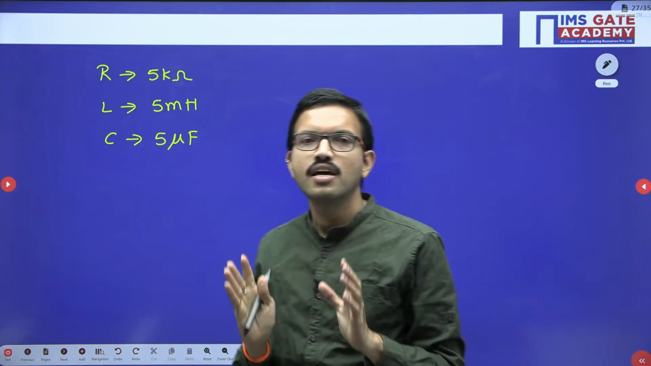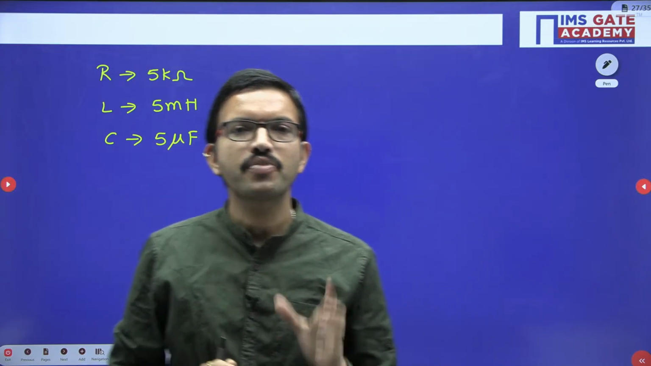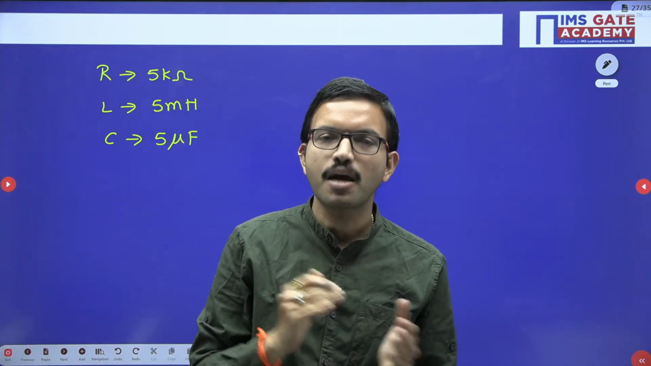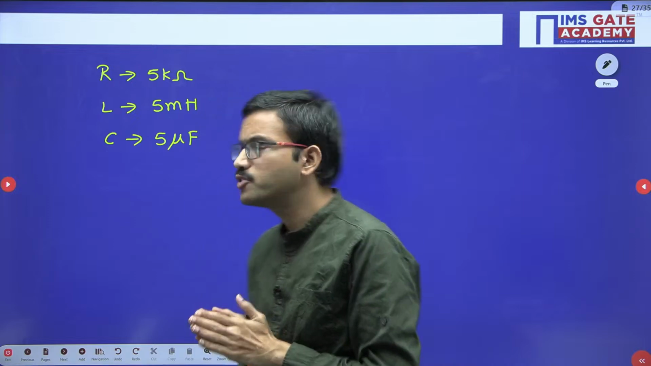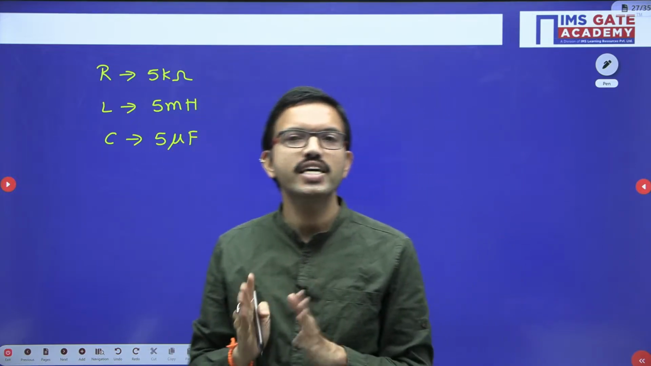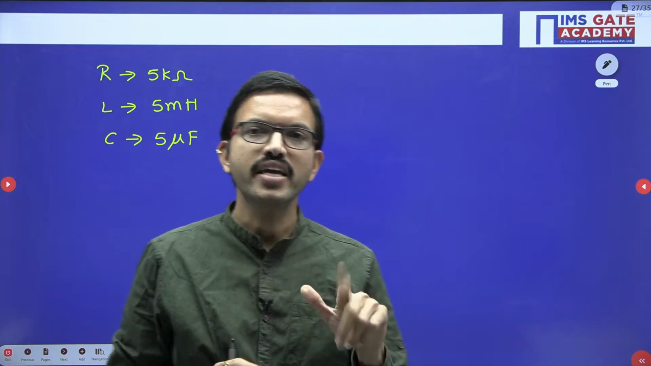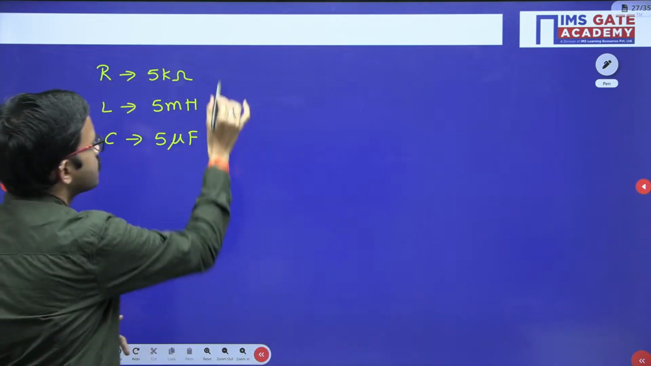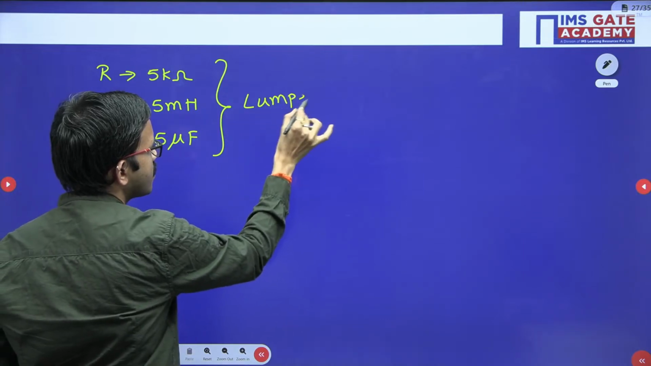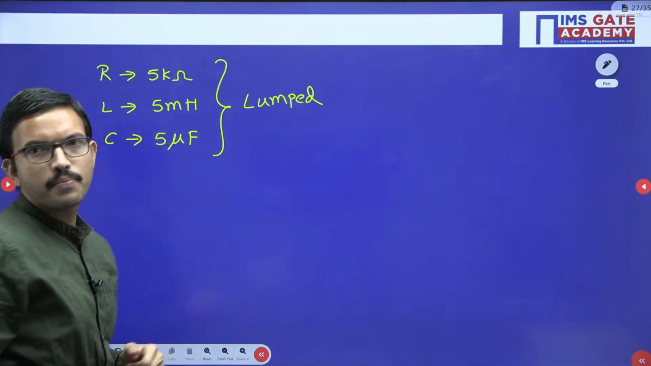Whatever material you have used, that particular material is behaving like a resistor or inductor or capacitor, and the corresponding values like resistance, inductance, capacitance are fixed. Those are not varying with respect to length. Then we can call those examples of lumped elements.